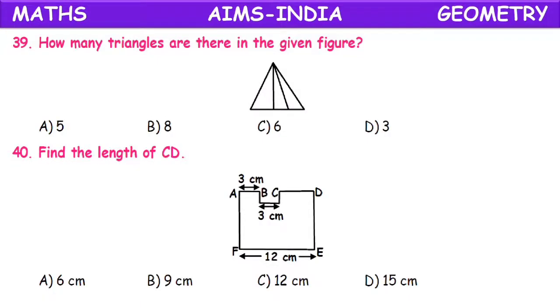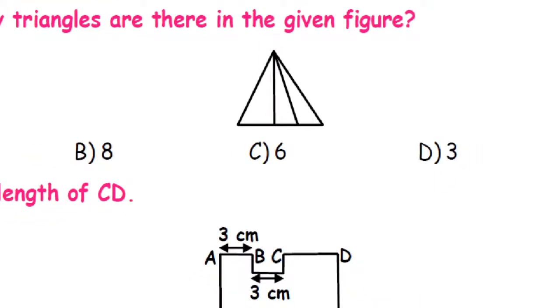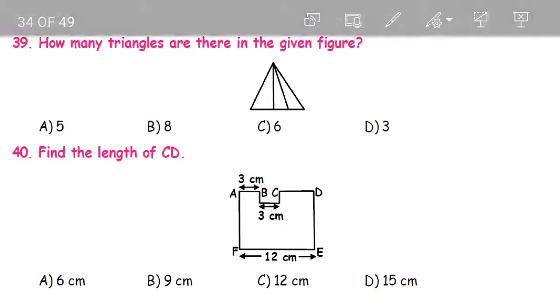So we are continuing multiple choice questions from the chapter Geometry. Starting with the first question for today, that is question number 39. How many triangles are there in the given figure? Now look at this figure carefully. How many triangles do we see?